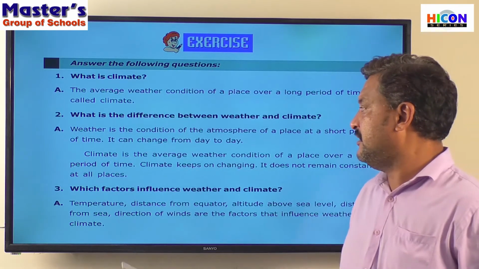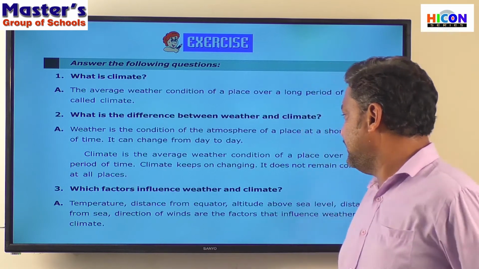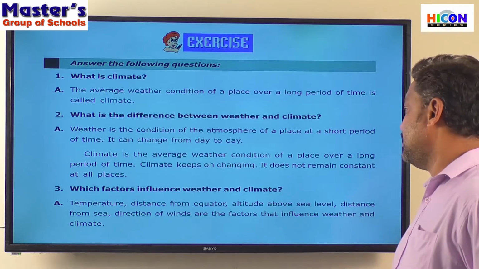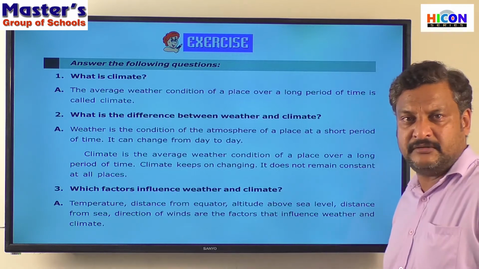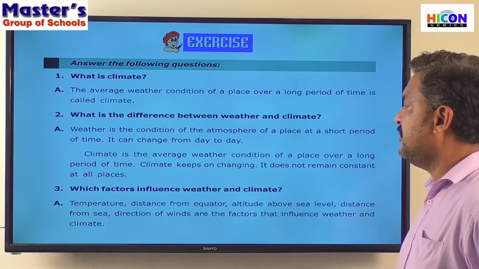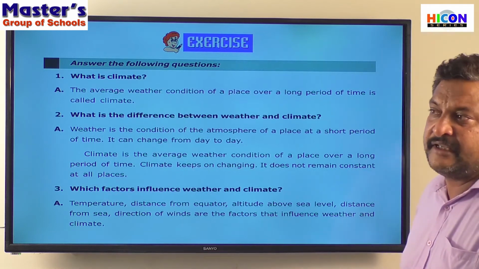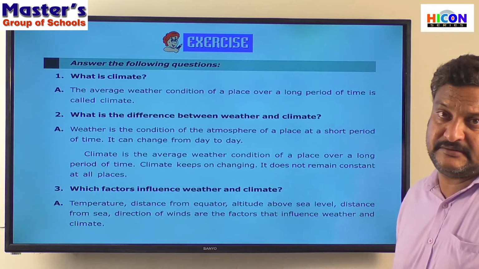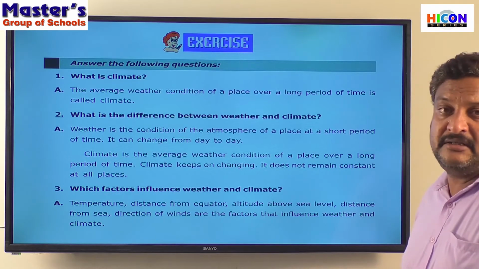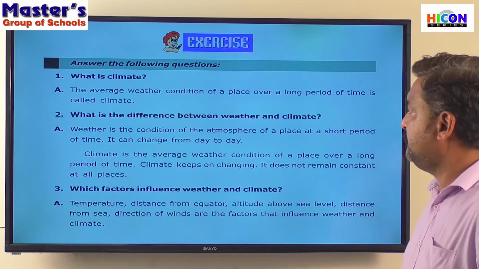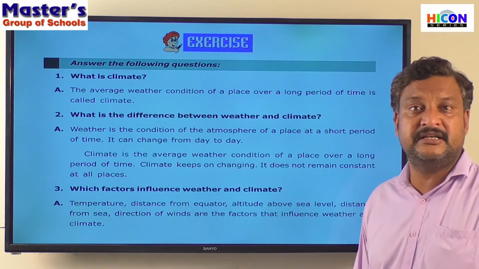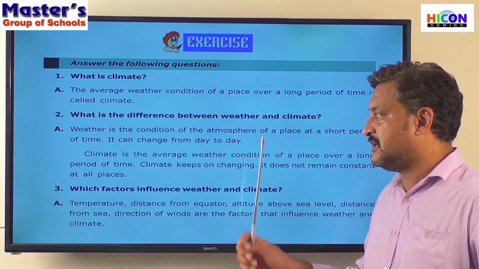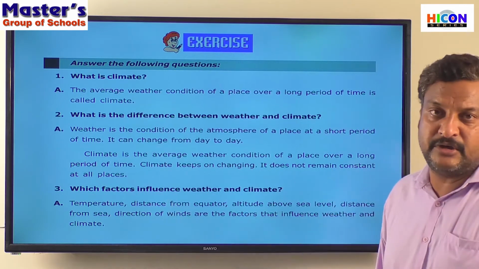Okay, so in the same way, climate is the average weather condition of a place over a long period of time. Climate keeps on changing. It also undergoes change. It does not remain constant at all places. It cannot be mentioned as something constant. So climate is also changing just like weather conditions. The difference is weather has a much shorter duration of change, whereas the climate has a longer duration of change.